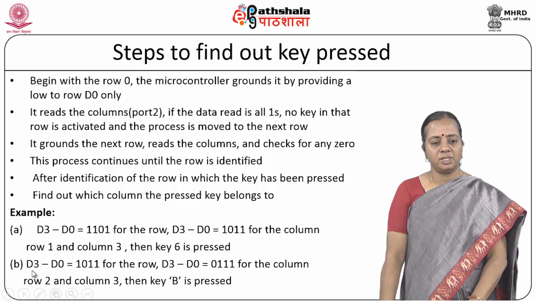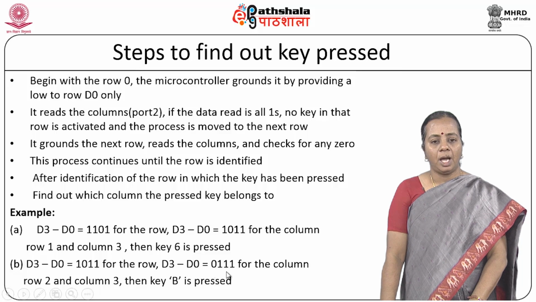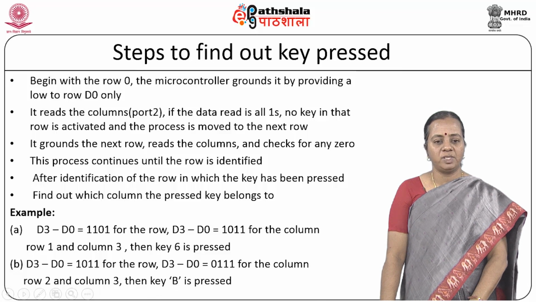In this other example, with the row I am getting 1011 and with the column I am getting 011, so I can identify that row 2 and column 3 is being pressed. That means I can say that key B is pressed. This is the way to identify which key is pressed with the matrix given in the keypad, where the rows are connected to one port and the columns are connected to one port.